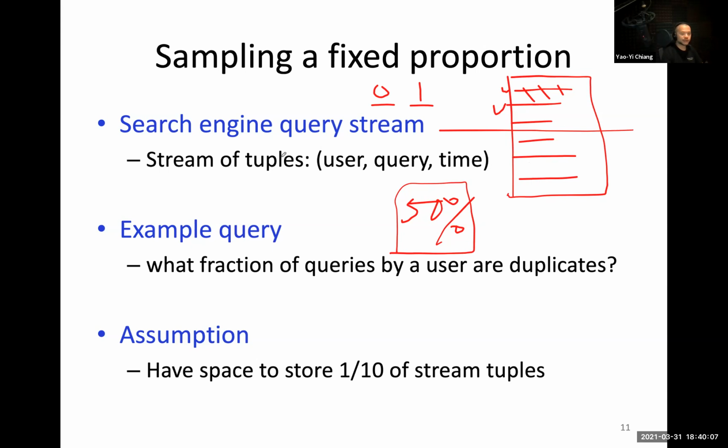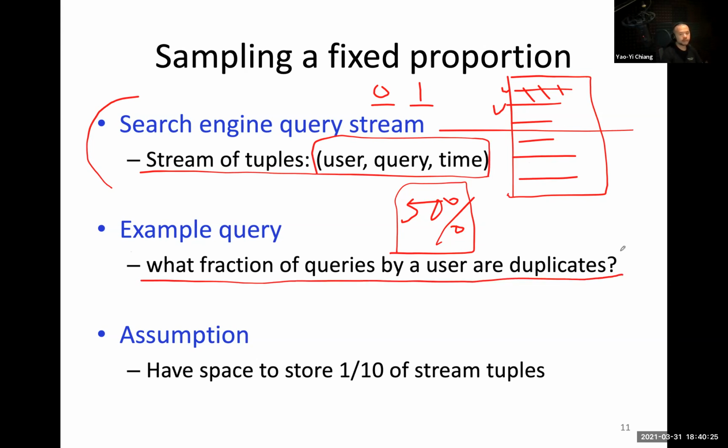So can we do that for data streams? For search engine query streams, you have streams of tuples. You can think of each as a data point or a basket, right? Each one has this information. And the example query is: what fraction of queries by a user are duplicates? We want to know the fraction of duplicates. Our assumption is we have the space to store some tuples for the calculation, but we can only store 1/10 of the stream tuples, and we are looking at a day's worth of queries.